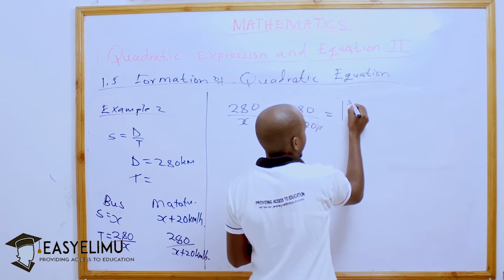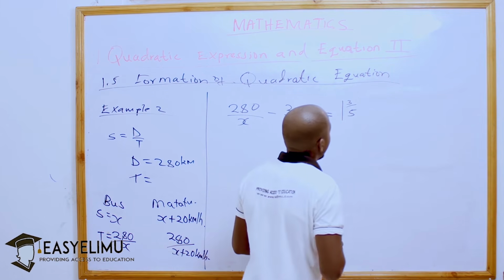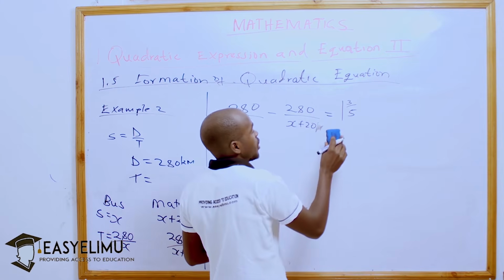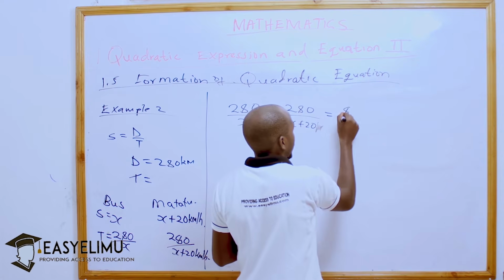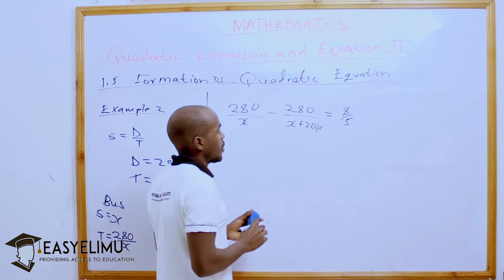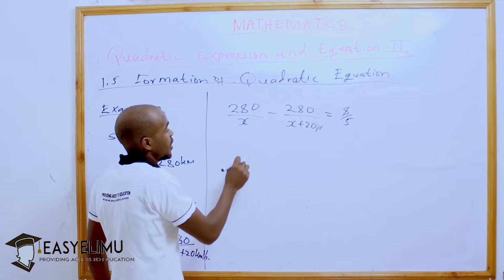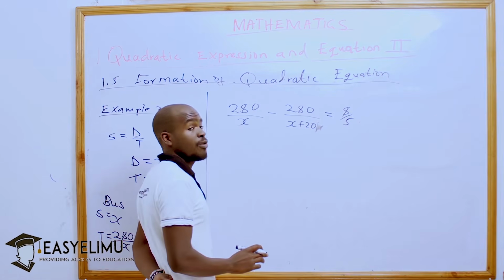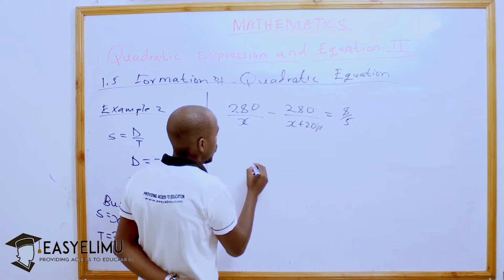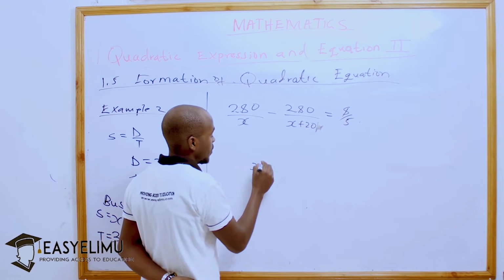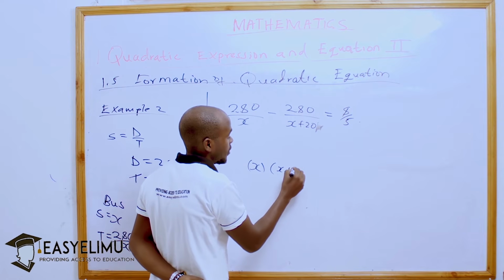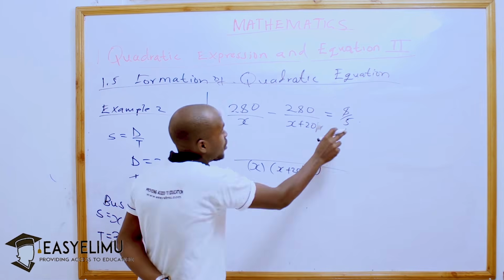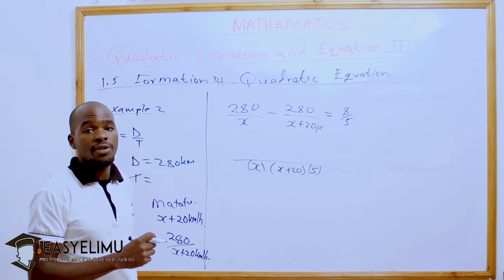That is 3 over 5. So in improper fraction, we are going to get 8 over 5. So having that, we can still say, if we do that one, we are going to have an LCM that is very long, but we shall use it. So the LCM will be x, the first x plus 20, and then 5. I'm just using the whole of the denominator so as to make the LCM simpler to find.